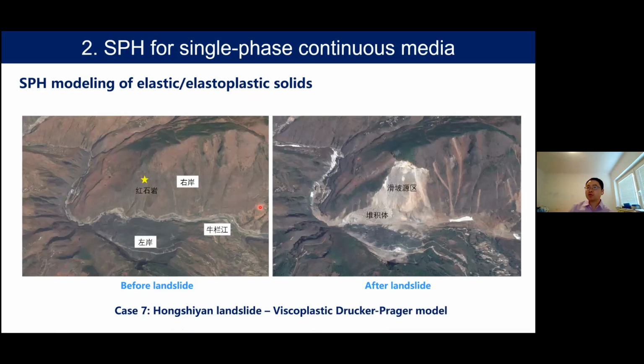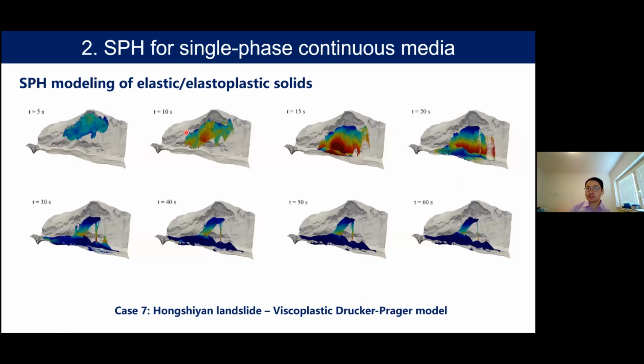This is another example of large-scale simulation, a landslide that happened in China. We use a viscoplastic drag program model, and this is the simulation process. You can see that the landslide happens, and finally it reaches a steady status.